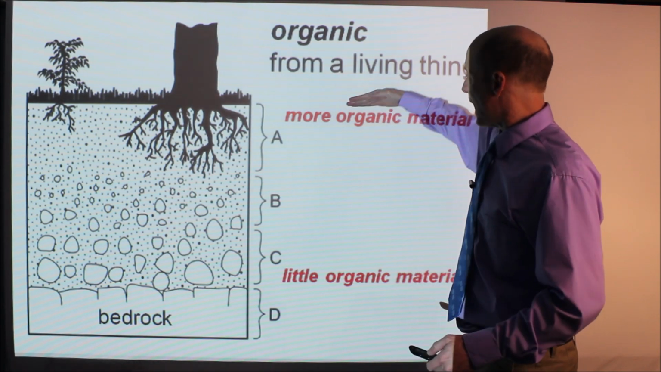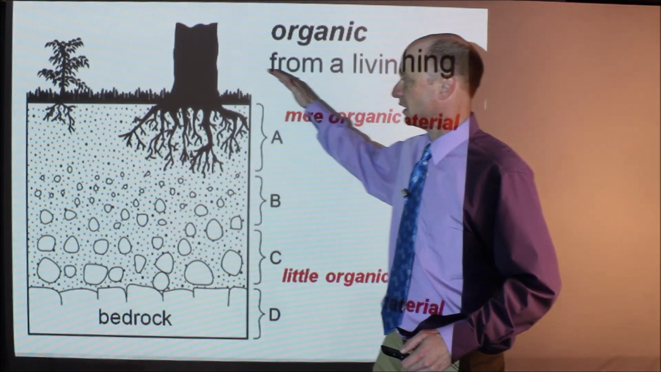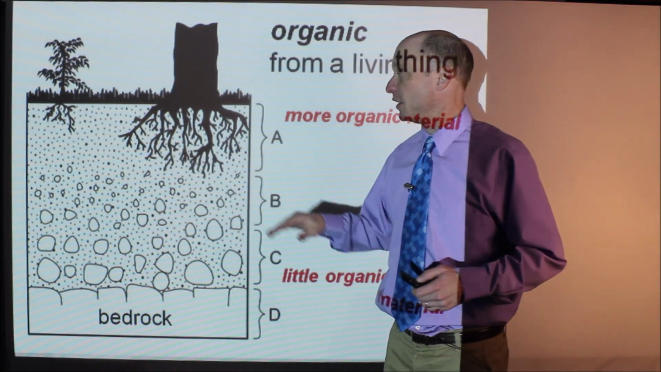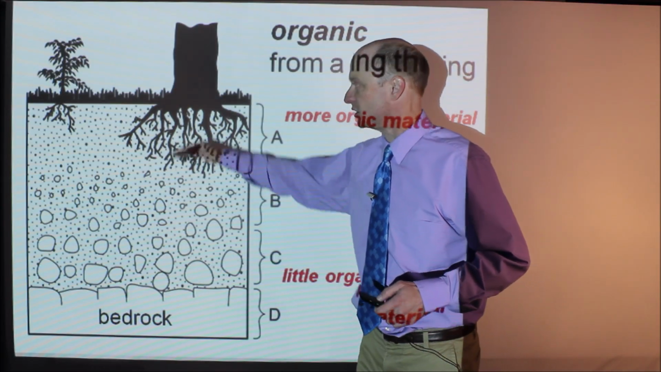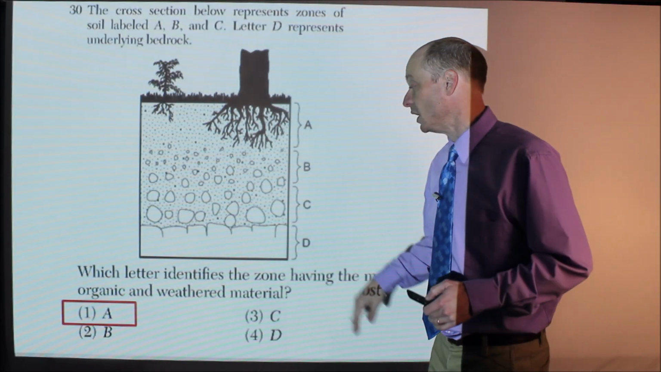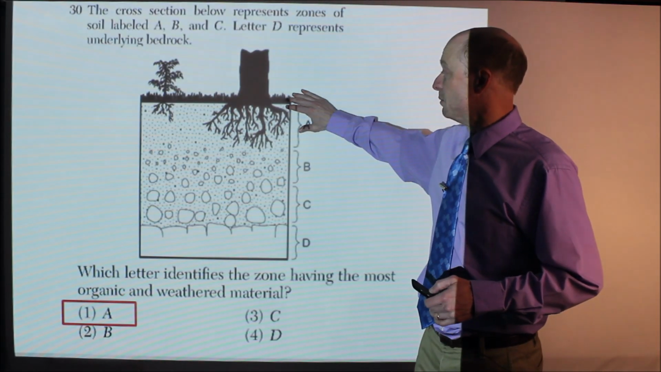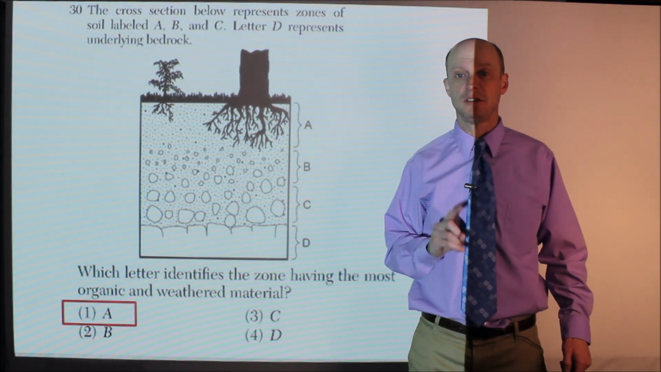Up towards the top, you have more organic material. Down here, close to the bedrock, there's less because most of the life is close to the surface. You also have more weathered rock up here where the rock has been broken down more. Here you have larger chunks. This is more like sand, silt, and clay. Therefore, the answer is going to be choice 1, A has the most organic and weathered material. That comes up again and again. Know it.